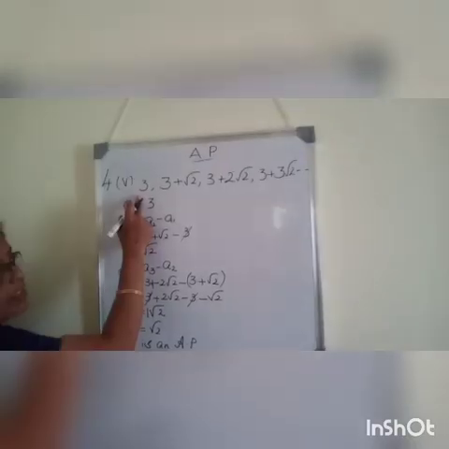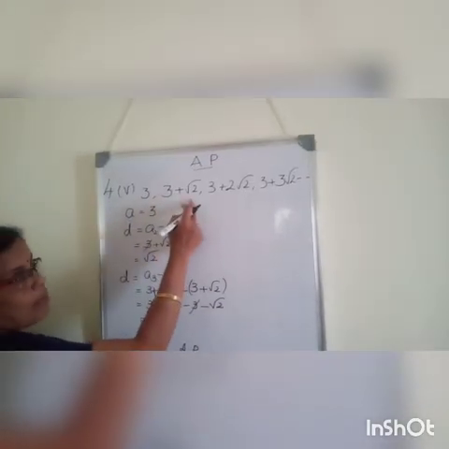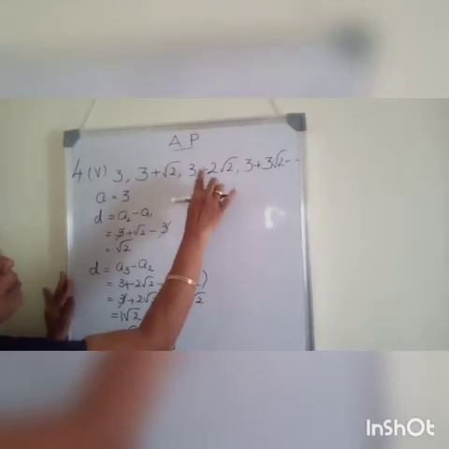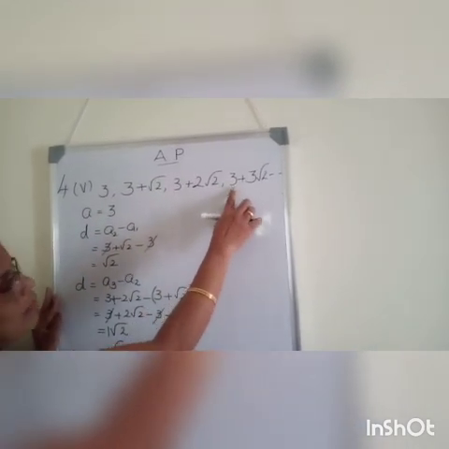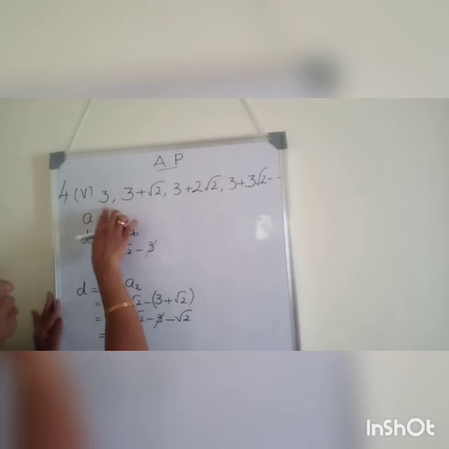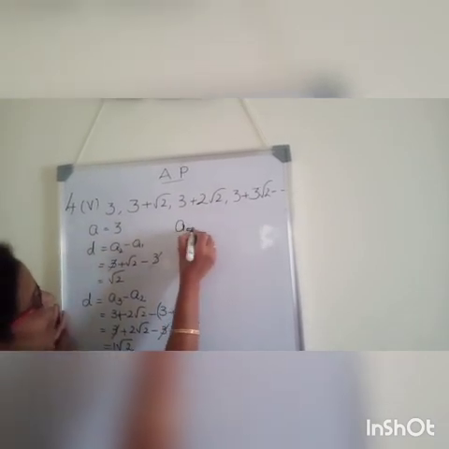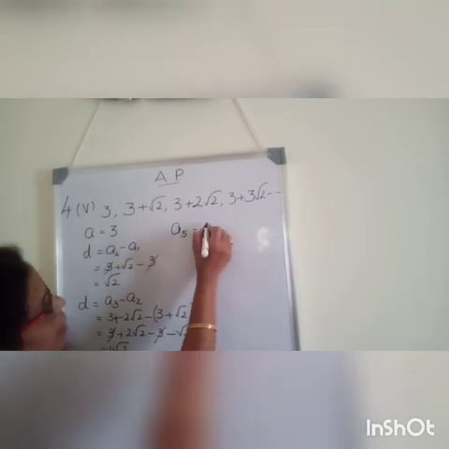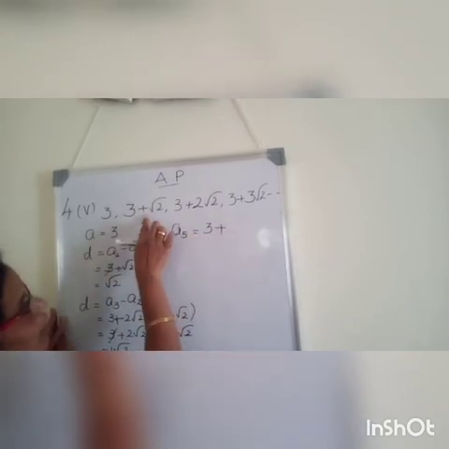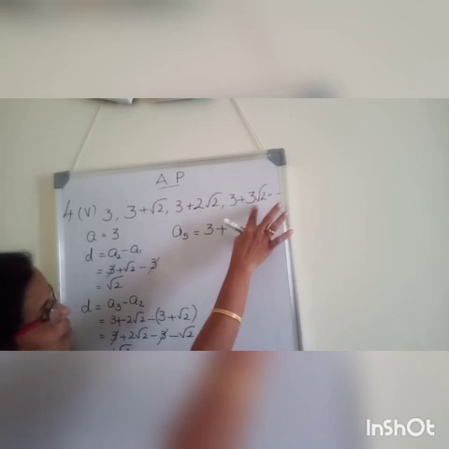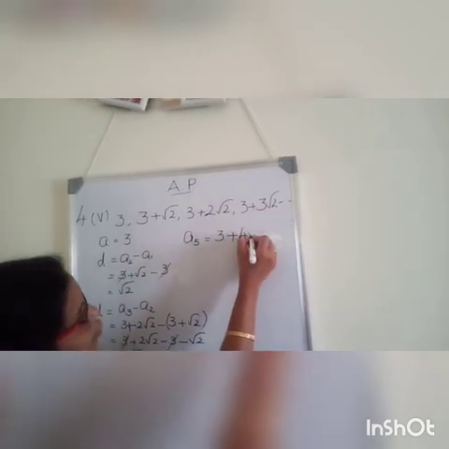See, the first term is 3. Second term is 3 plus root 2. Third term is 3 plus 2 root 2. Next term is 3 plus 3 root 2. First, second, third, fourth. So the fifth term we can write directly. Fifth term will be 3 plus, here it is 1 root 2, 2 root 2, 3 root 2. So which is the next number? It is 4 root 2.